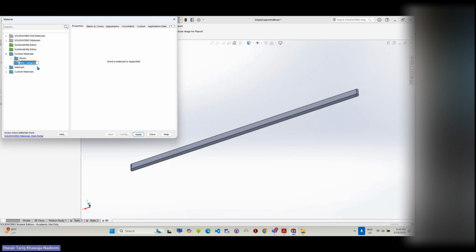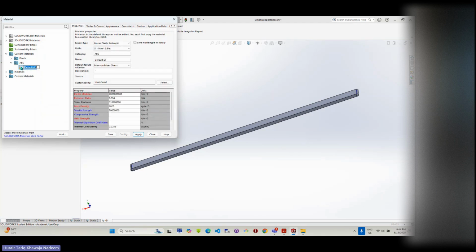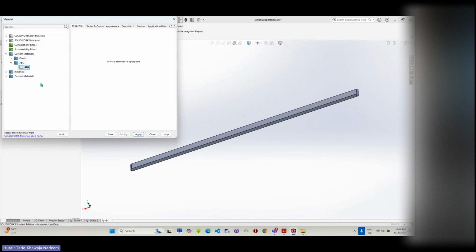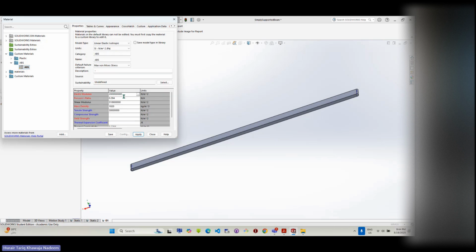For example, I say ABS. ABS is not here, so I can define an ABS material, and click apply or save. You can have tables or data or anything for this one. New material. So now you can have a new material. This is the category, and now you are going to define a new material. For example, the name is again ABS. So you come over here and just define the values.